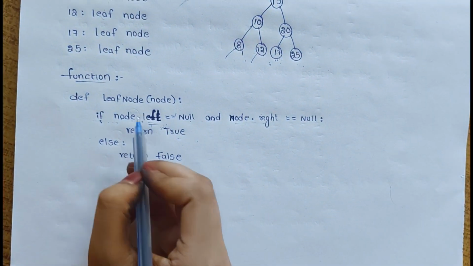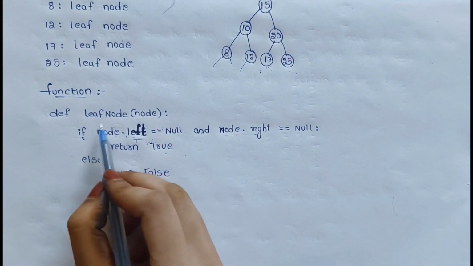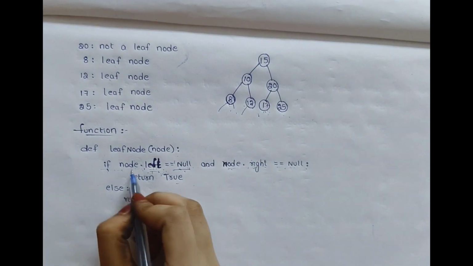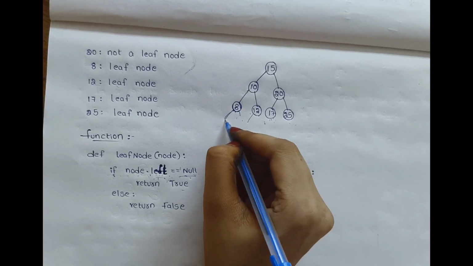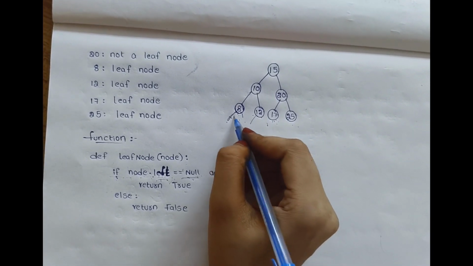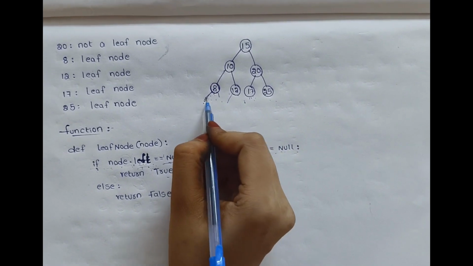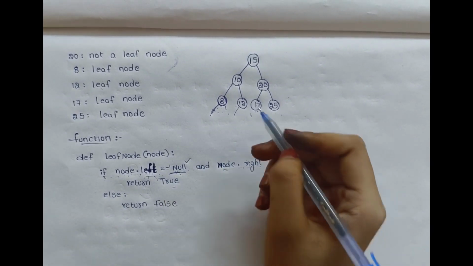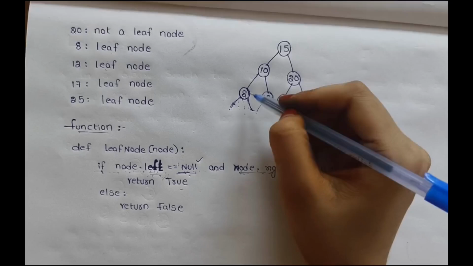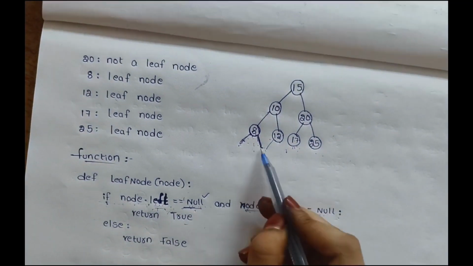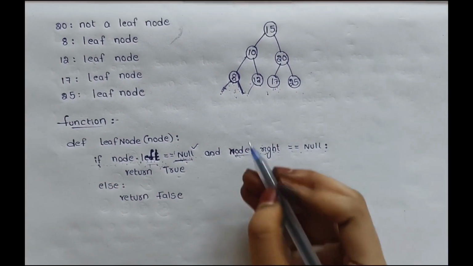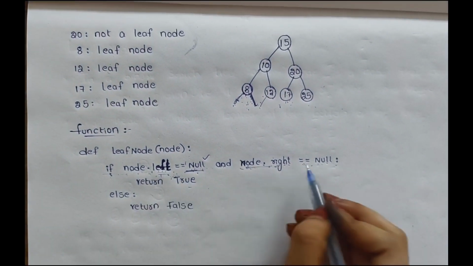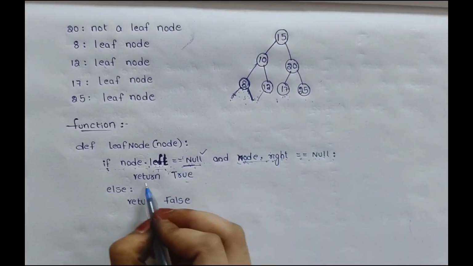Here is a function in Python to check whether the node is a leaf node or not. For example, consider 8. In node dot left, it will go to its left subtree. Here there is no child in its left subtree, so it will return null, but the condition is true. And in node dot right, it will go to its right subtree and check whether there are any child nodes or not. Here there are no child nodes for 8, so the condition is true, and since both conditions are true in the case of 8, it will return true.